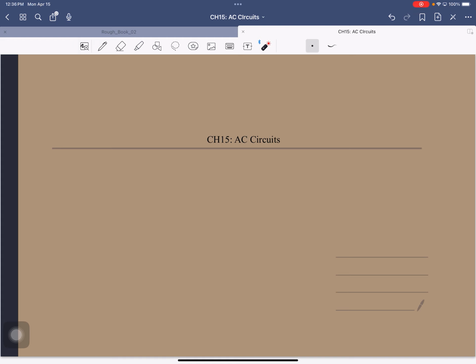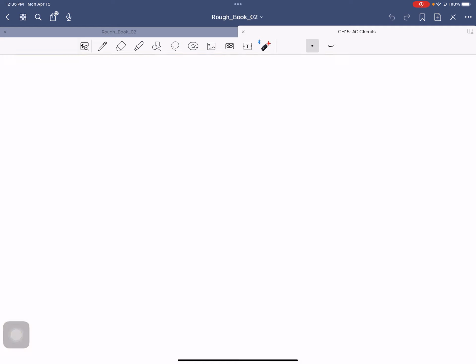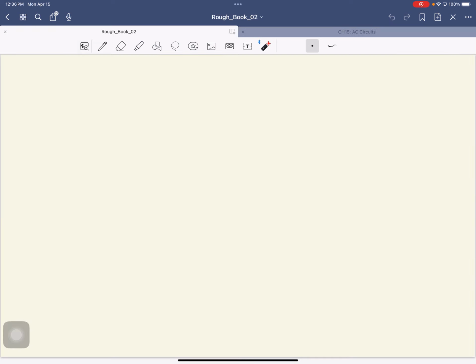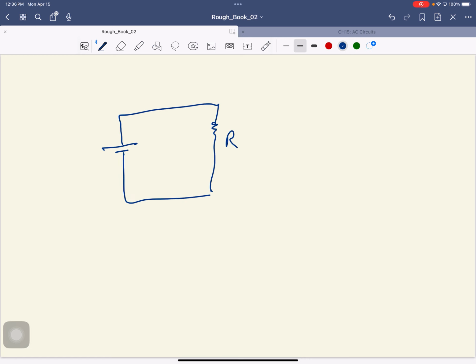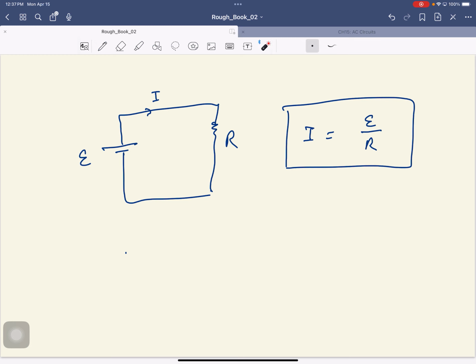Okay. Now, before we get into this, let me show you a simple thing about DC circuits. So here's a battery. Here's a resistor, and this is the load. So what you're interested in is what is the current in the circuit. And from Ohm's law, you know that the current is the EMF divided by the resistance. So just keep this in mind.